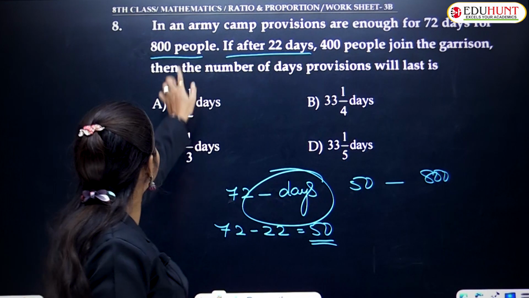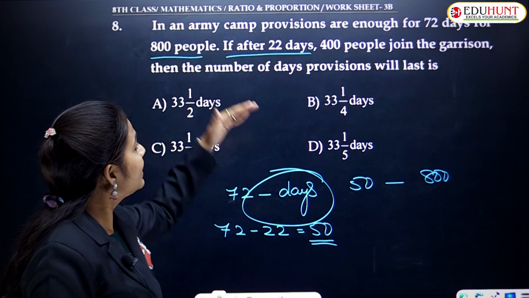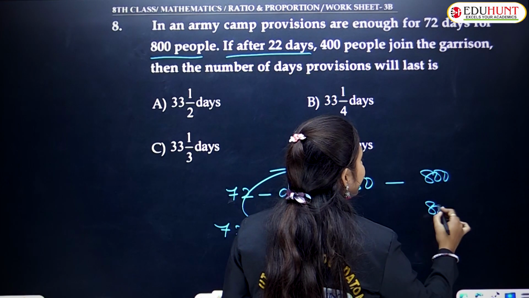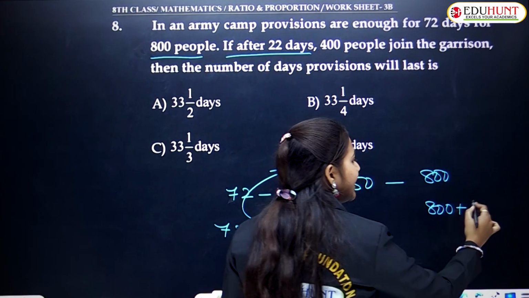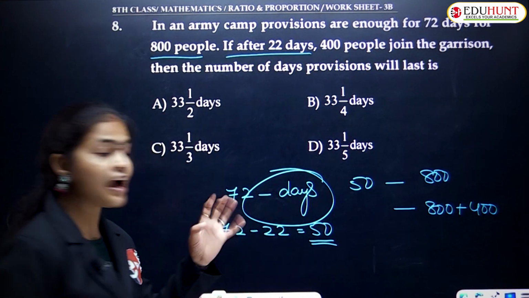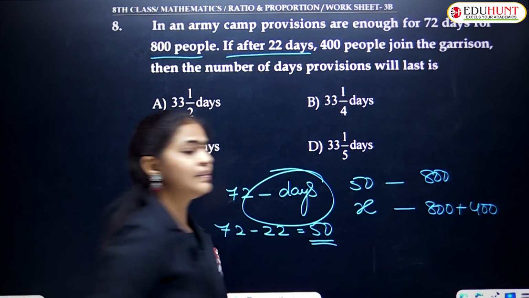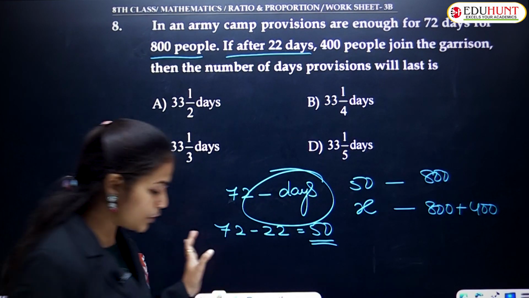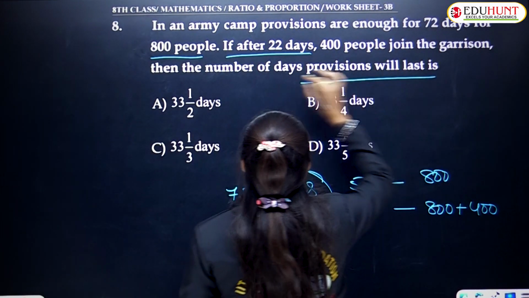After that, if 400 people join along with the 800 people, then they are asking for how many days the provisions are sufficient. Then the provisions are sufficient for how many days? The provisions will last how many days?